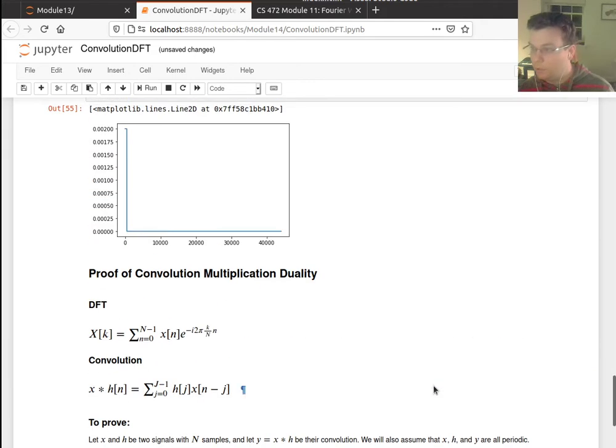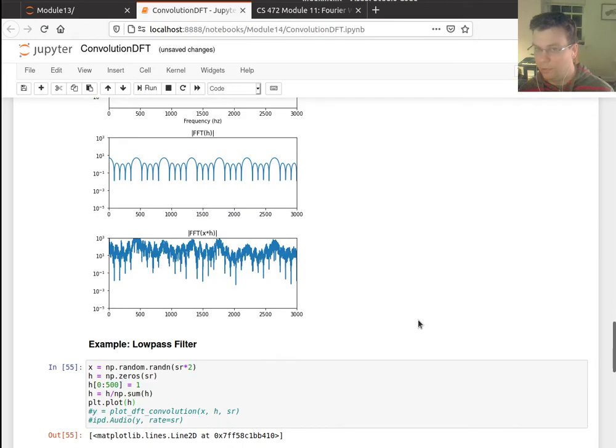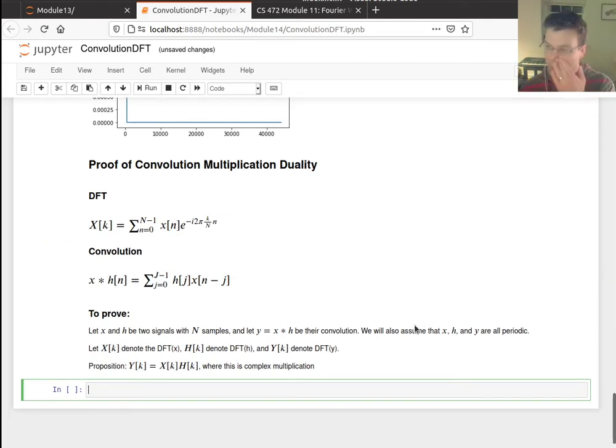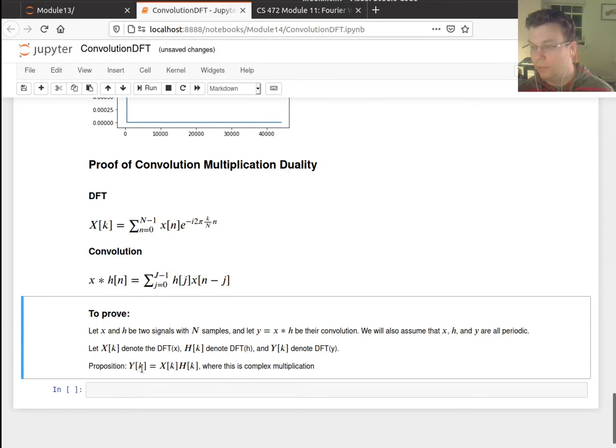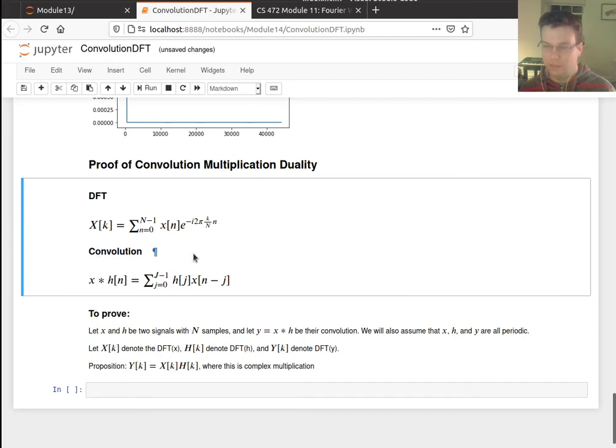So here I was just looking at the amplitudes and saying, oh yeah, it looks like they're multiplied. But I can actually say even more. I could say that as complex multiplication, so using the rules for multiplying complex numbers, y's DFT, the convolution's DFT at frequency index k, is actually equal to x's DFT at frequency index k times h's DFT at frequency index k. Okay, so how on earth do we prove this? Well, let me just go back to the definitions of the DFT and the definition of convolution.